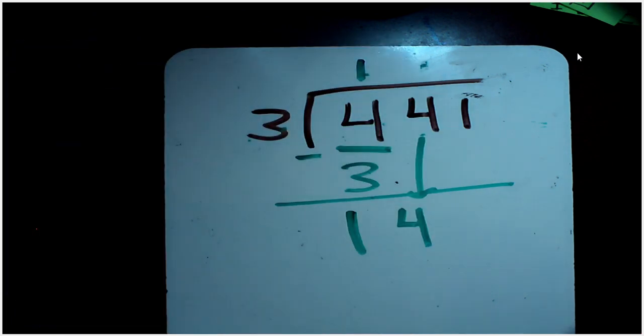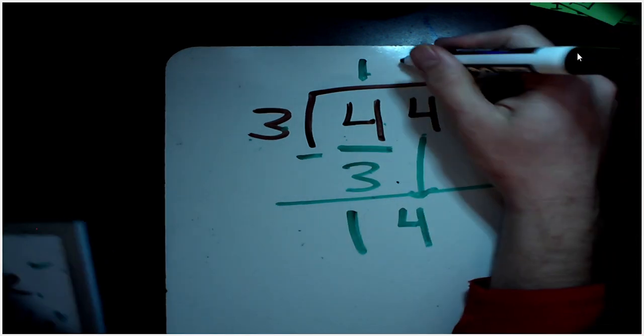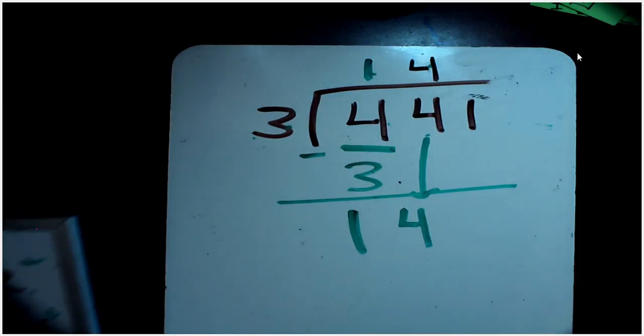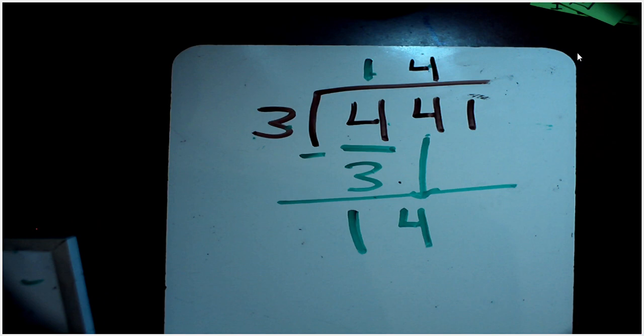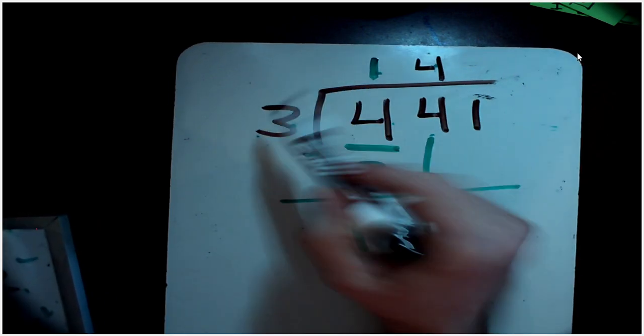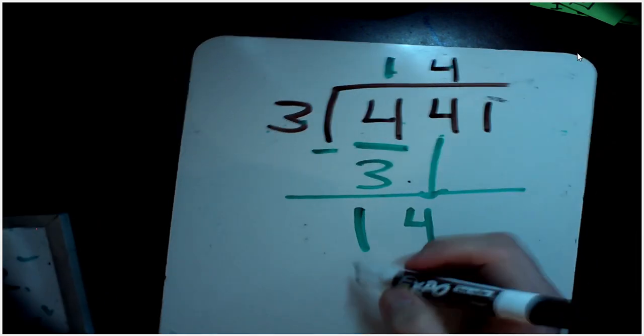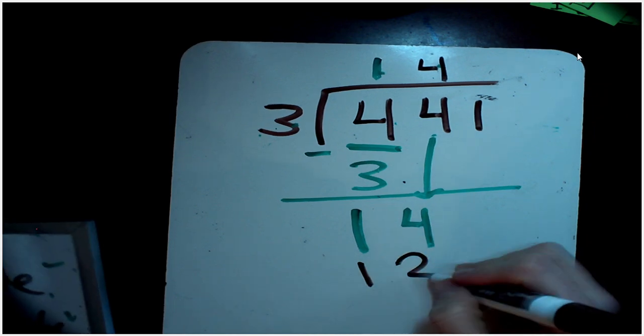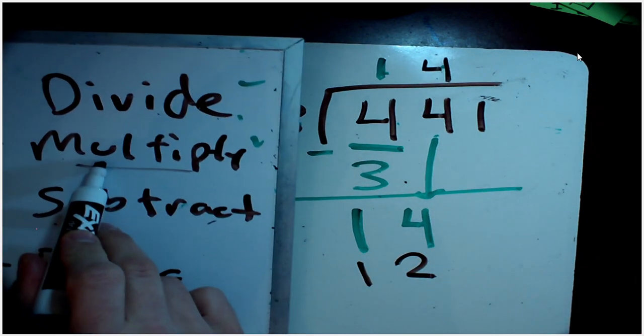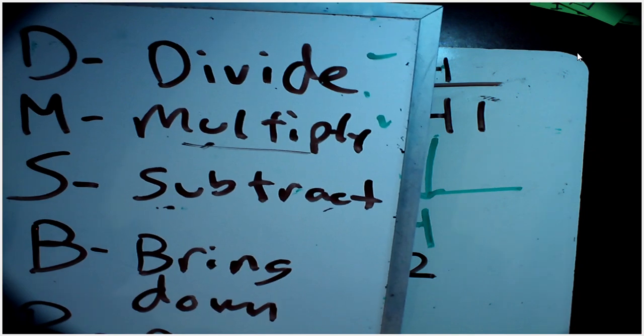So 3 can go into 14. 3 times 3 is 9. 3 times 4 is 12. 3 times 5 is 15. It's over if we go 3 times 5. So we know we can go in 4 times. So I'm going to write my 4 here. We're not going to do 3 times 14. We are going to do 3 times 4. 3 times 4 is 12. So that's the multiplication.